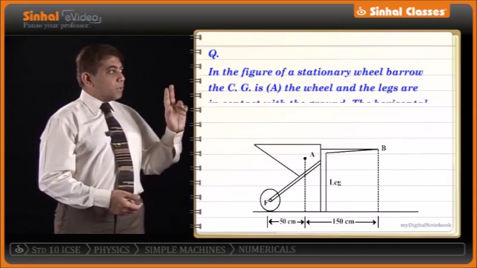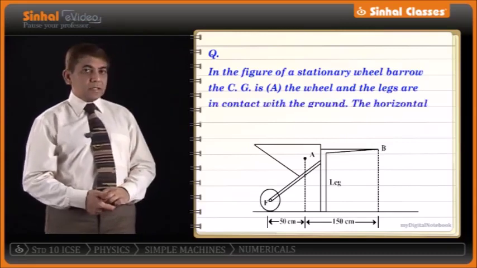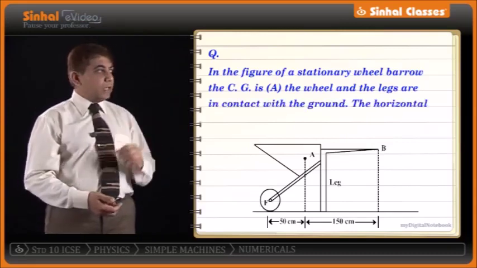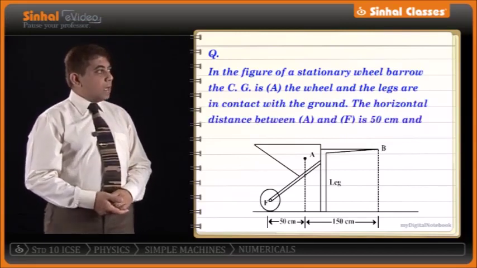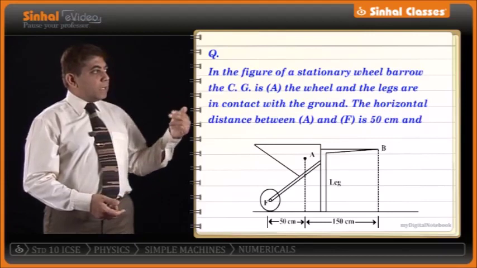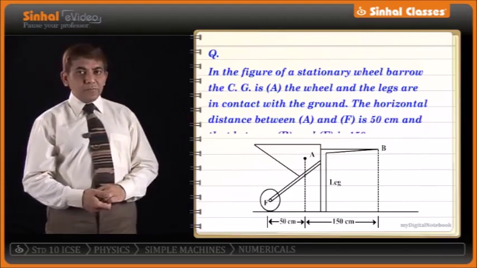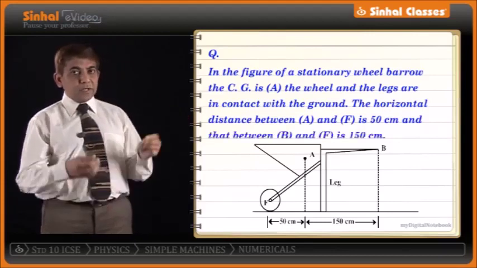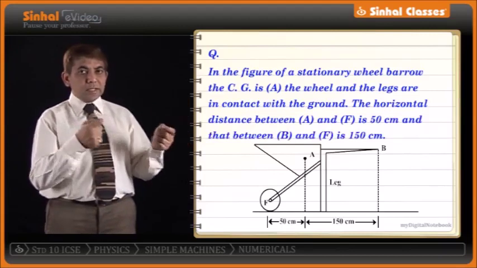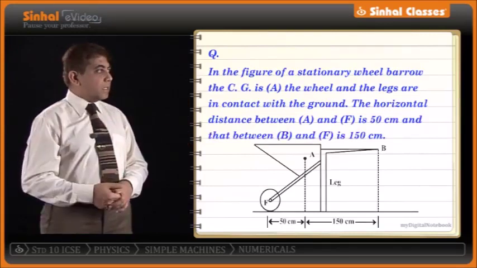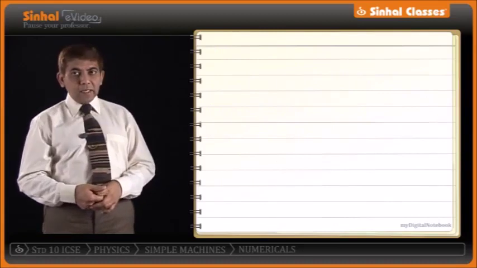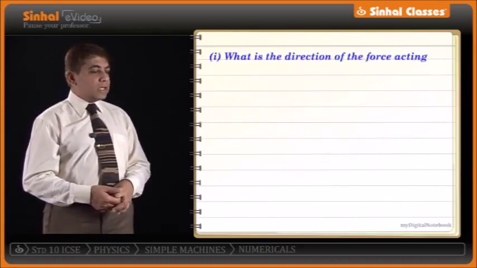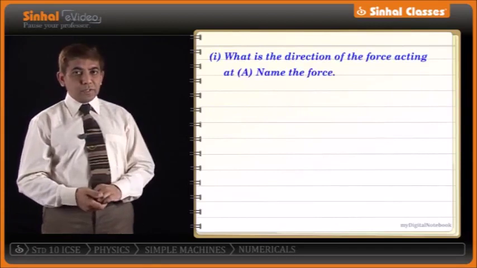The horizontal distance between A and F, that is the center of gravity and the fulcrum, is given as 50 centimeter, and that between B and F is given as 150 centimeter. That means they have given you the load arm distance and the effort arm distance. What is the direction of force acting at A? And also they are asking you to name the force.